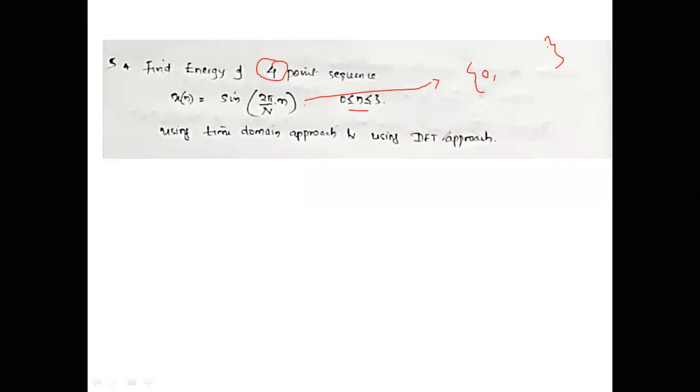For n equal to 1, what's the value? 2 pi divided by 4 into 1, that is 2 pi by 4. 2 pi by 4 is pi by 2. What is sine pi by 2?